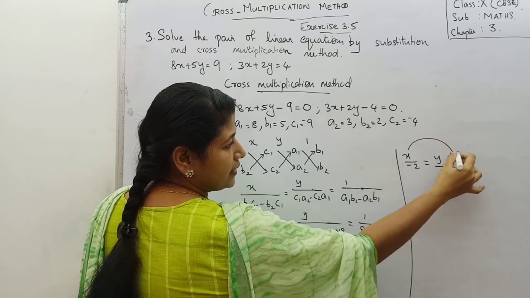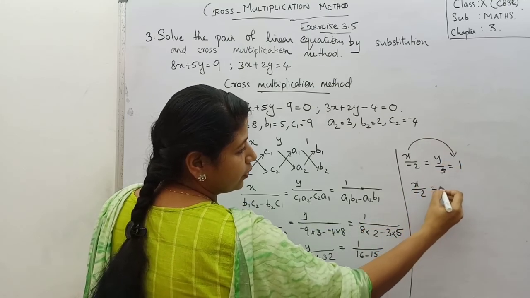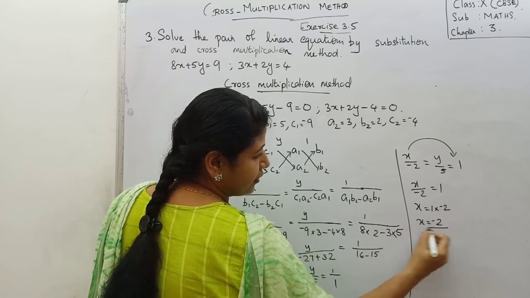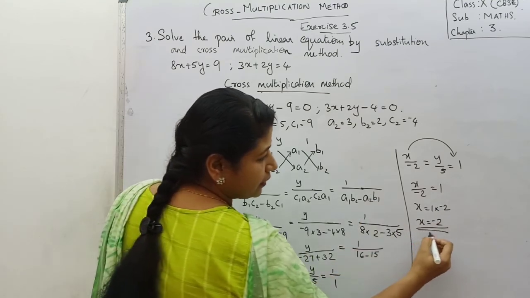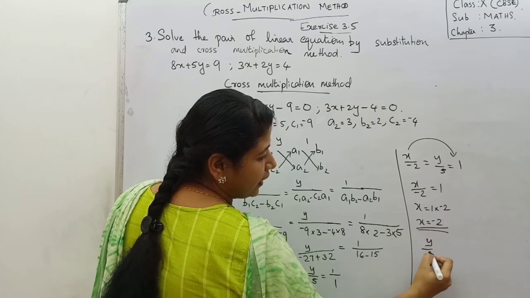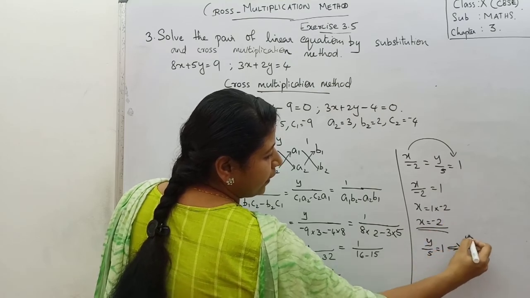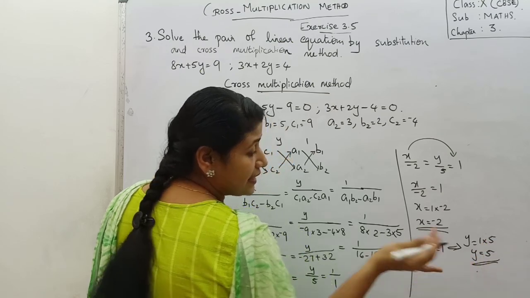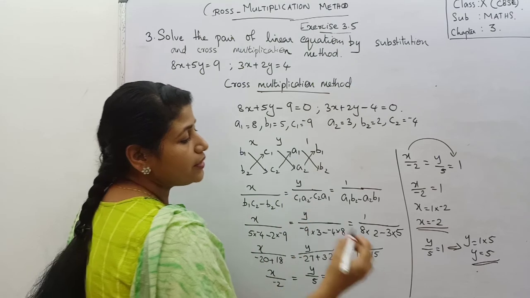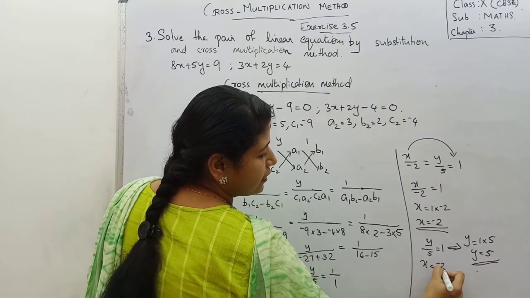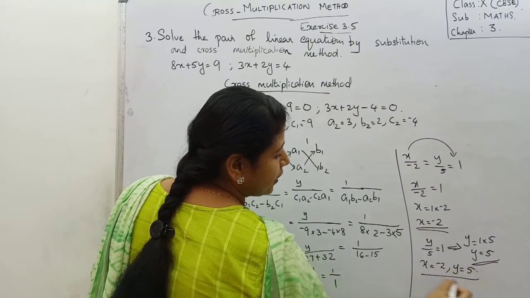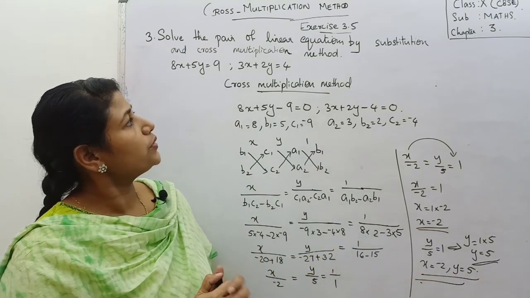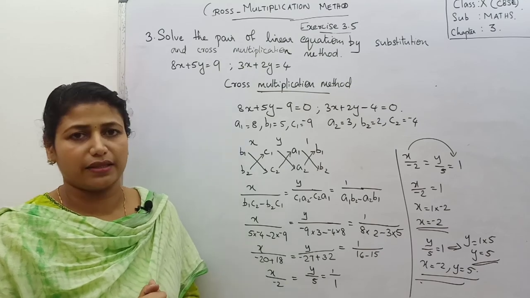We can take the first and third. We will get x by negative 2 equal to 1, or x equal to 1 into negative 2, or we can write x equal to negative 2. And what about the second and third? y by 5 equal to 1, which means y equal to 1 into 5, that is y equal to 5. So we have got the same values as we found through the substitution method, x equal to negative 2 and y equal to 5. So this is the solution for the linear equations given, through substitution and cross multiplication method.